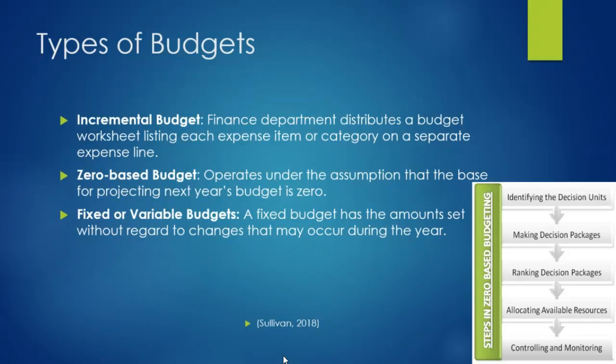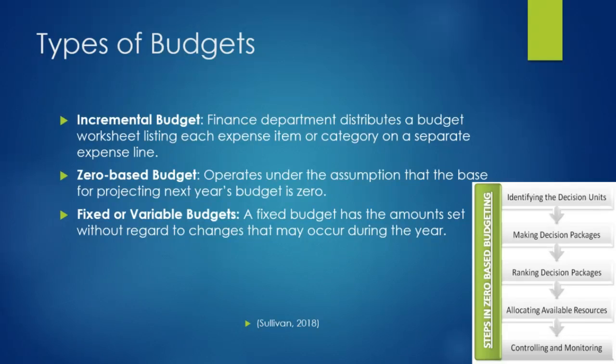The different types of budgets. The first type is an incremental budget. This is when the finance department distributes a budget worksheet listing each expense item or category on a separate expense line. This budget works well for simplicity of preparation, but it lacks in cost efficiency.